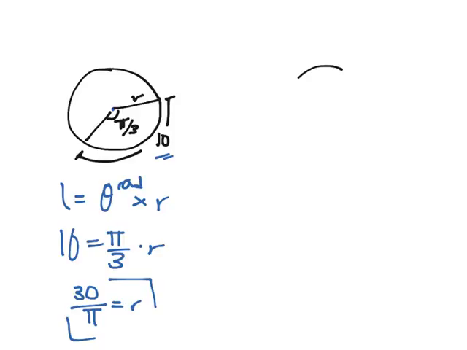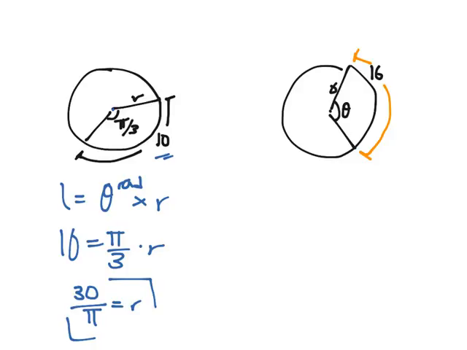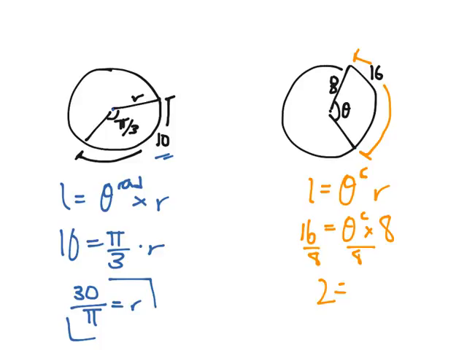Let's try a similar problem. Here's our new circle. Given that our arc length is 16 and our radius is 8, find the angle here, or as it might be described in the problem, find the angle subtended by the arc. So, by our formula, we know that arc length is equal to angle in radians times the radius. So 16 is equal to the angle we want to find times 8. So we divide by 8 on both sides, we get 2 is the angle we want to find. This angle is equal to 2 radians. Now you'll usually see radians in terms of pi, but not always.